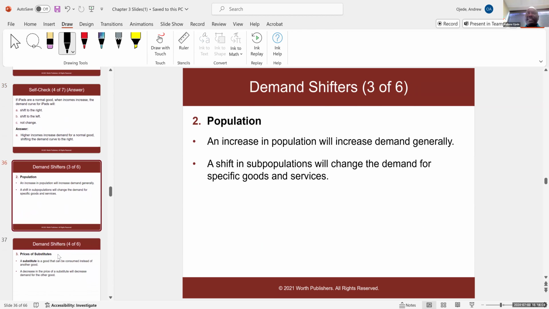The second factor that will shift the demand curve left or right is population. An increase in the population will increase the demand generally. But a shift in the subpopulation might change the demand for specific goods and services. I'm going to give you 2 examples on that.